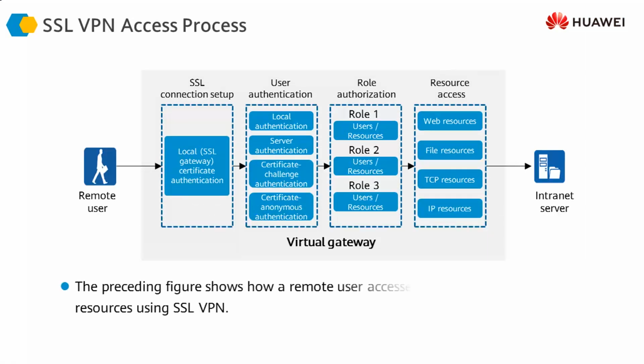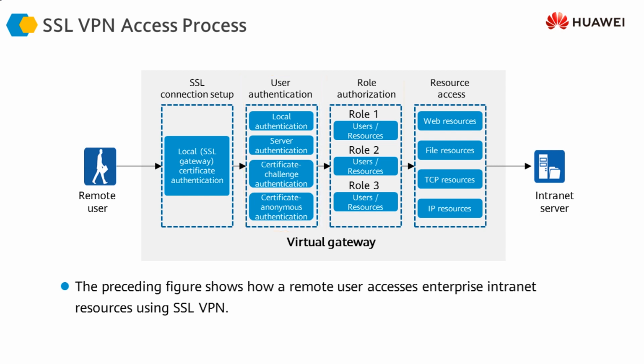First of all, the user needs to establish an SSL connection with the gateway device. Once that connection has been established in the first phase, we need to do user authentication, using a username and password, or two-factor authentication, or involving a certificate as well. So the user is authenticated. There are different ways of authenticating the user, and we'll look at these different options later.